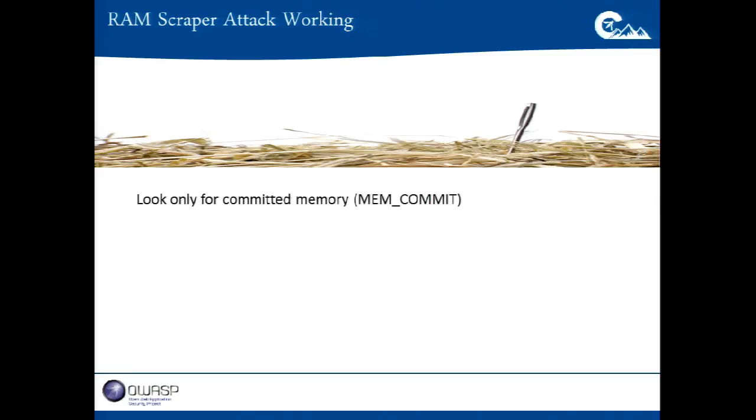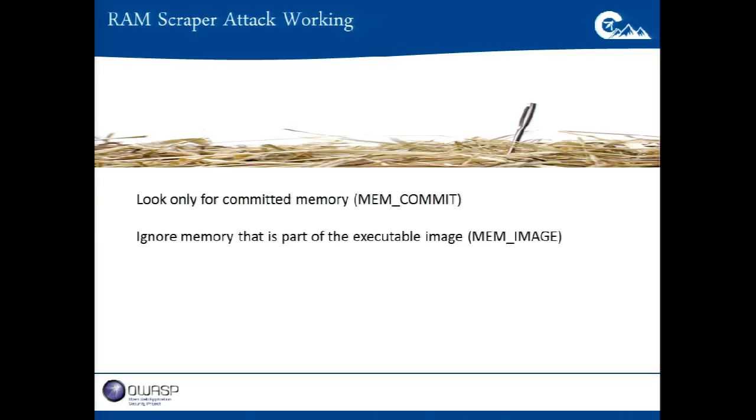So the trick that the malware does is that it looks only for memory that is committed. In that humongous amount of virtual memory that every process has, it looks only for memory segments that have the MEM_COMMIT flag on them. What that basically tells them is that this memory is committed. This is not just virtual memory, but there is some physical memory, some physical RAM, which is in the OS's mapping table mapped to this virtual memory. So then your virtual memory all of a sudden doesn't look that big. It is restricted only to the physical memory that is allocated.